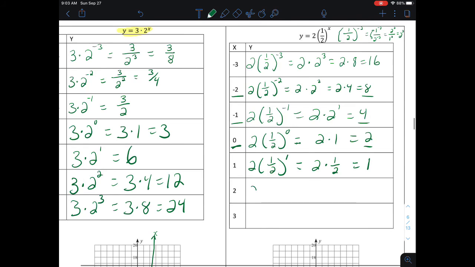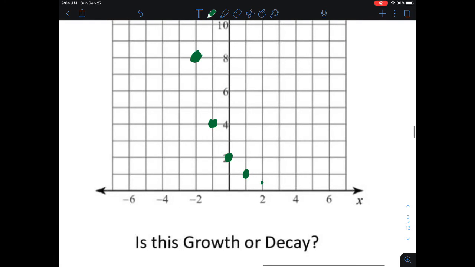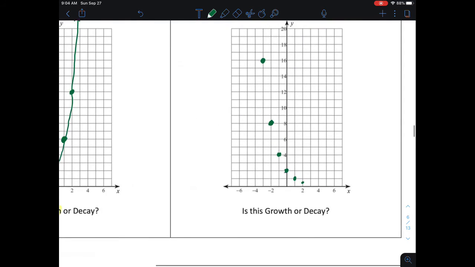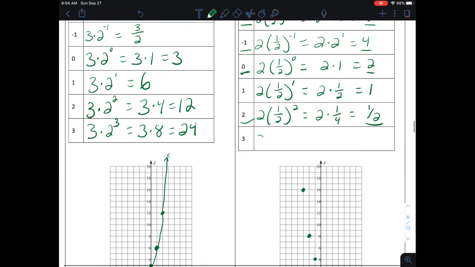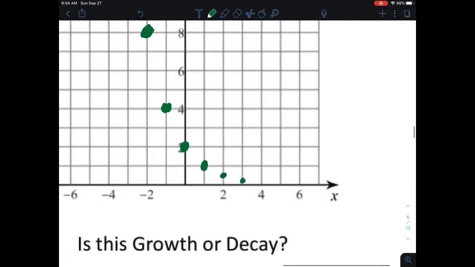Now we're putting in 2 for the x in the exponent. So 2 times 1/2 to the 2nd power. 1/2 squared makes 1/4. 2 times 1/4 makes 1/2. So at 2, I put a dot at about where 1/2 is. I'll zoom in here, dot about halfway there between 2 and 1. I got one more point. So we'd have 2 times 1/2 to the 3rd power. 1/2 times itself 3 times makes 1/8. 2 times 1/8 makes 1/4. So at 3, I put a dot at about where 1/4 would be. All right, so we got all these dots here.